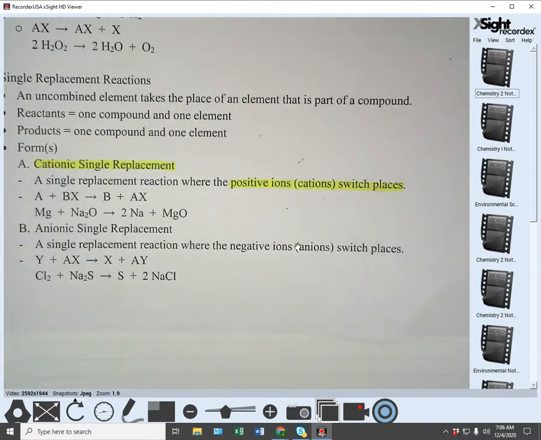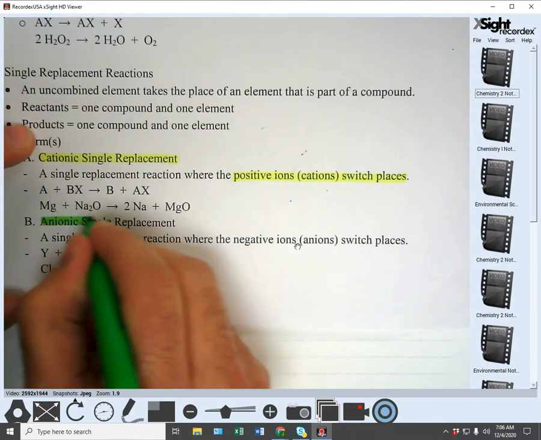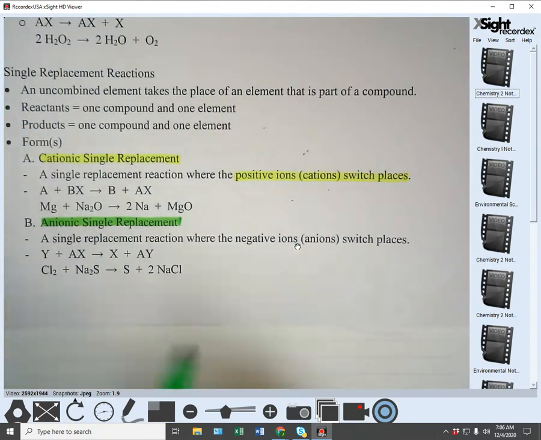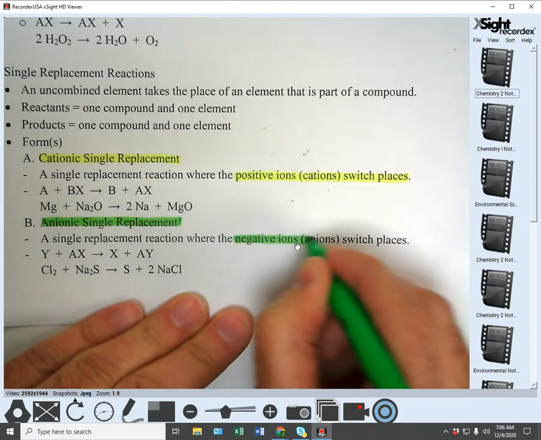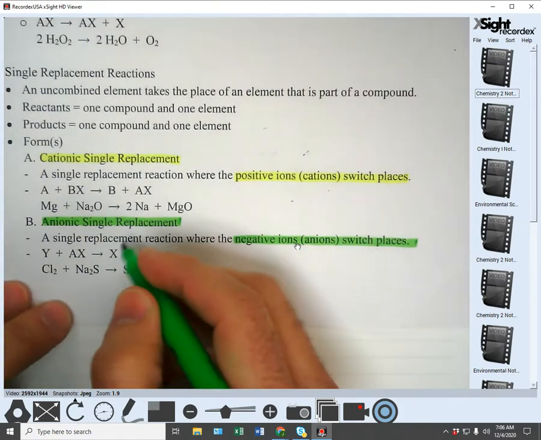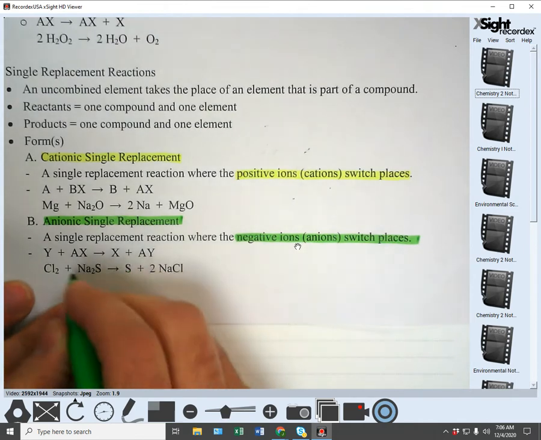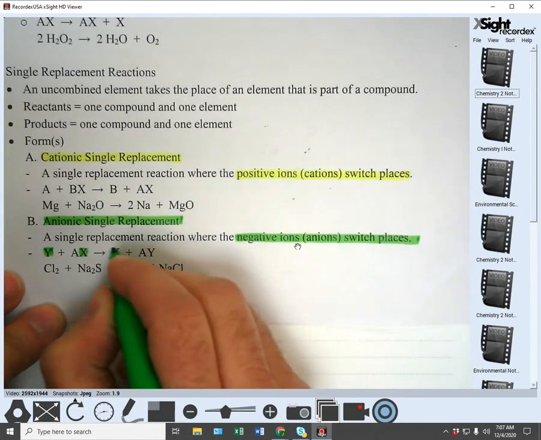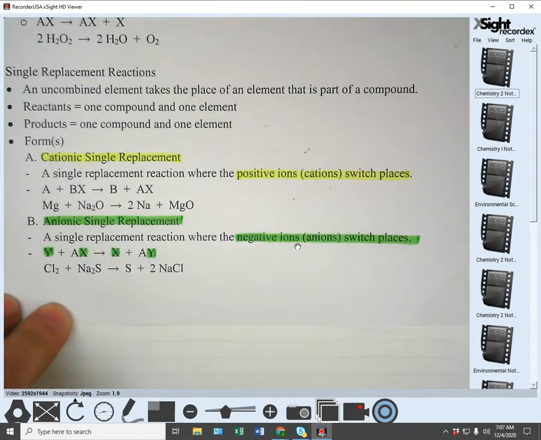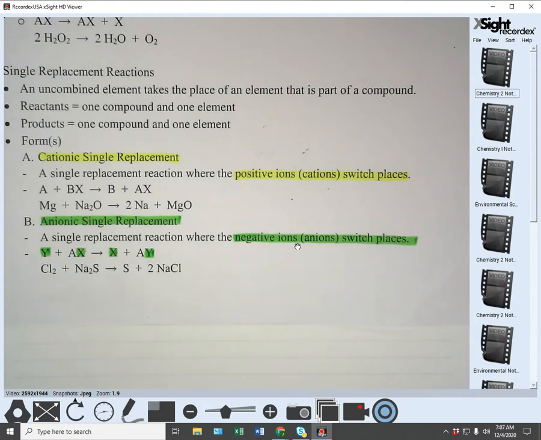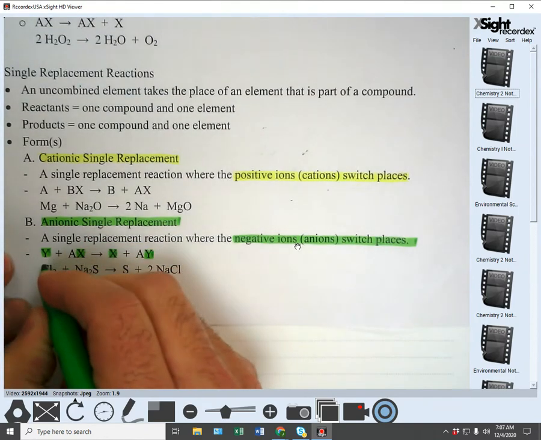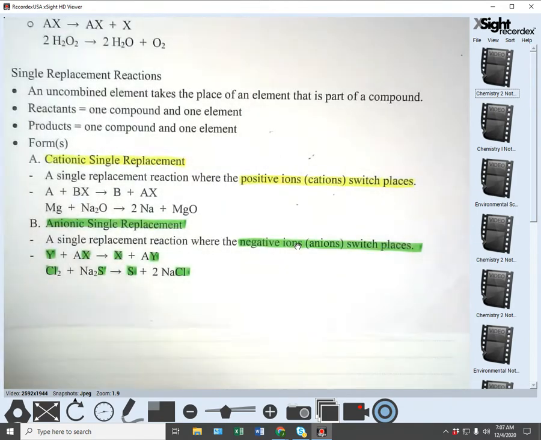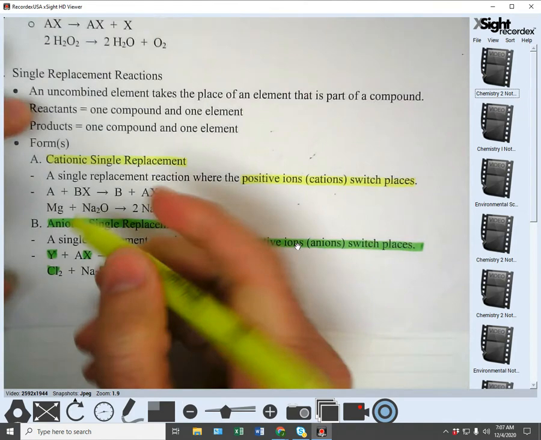In an anionic single replacement, it's similar. It's just the negative ions or the anions switch places. So here, okay, those are the anions. And then up here, these were the cations.